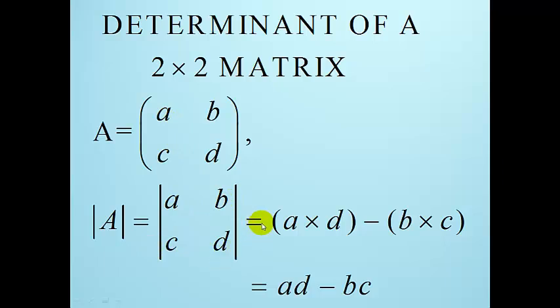Now how do we find the determinant? We multiply the first element by the fourth element. So a times d minus the second element times the third element, that is b times c. Now a times d is ad minus b times c is bc. So that is how we find the determinant. We multiply the first element by the fourth element minus the second element by the third element.